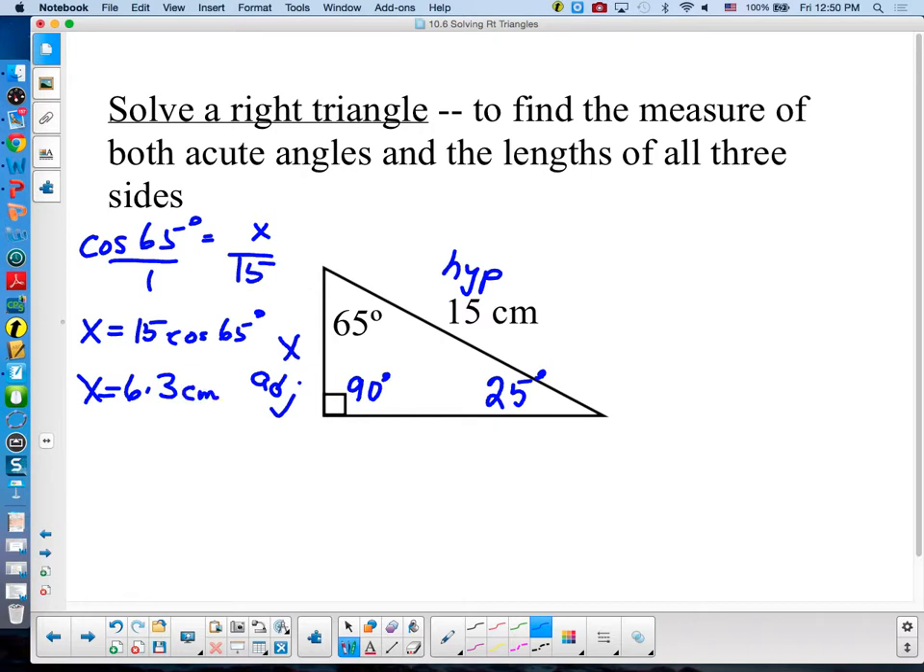Do we know everything of the triangle yet? No, we need the other side. I'll put a y there. Do you want to use the 65 degree angle still, or is there another way? We just found this to be 6.3.